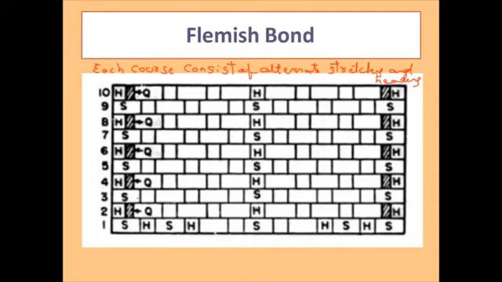Then for the second course, can I start it with the stretcher? No. Can I start it with the header? Yes, we can start with the header. Once we start with the header, beside that I would have to place the stretcher, but then it will come up to this point, so again the lap length becomes 0. So you should not place the stretcher directly there. Instead, we have to place the queen closure here. Whatever this brick is, that is the queen closure. Once you place the queen closure, beside that you keep the stretcher, header, stretcher, header, like this you arrange the bricks.